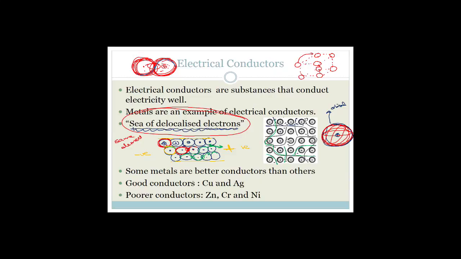So some metals are better conductors than others. The good conductors are, for example, copper and silver. And we know copper is a very good conductor because all our equipment, our computer wires, our telephone wires, everything is made up of copper wire because it's such a good conductor. Poorer conductors are your zinc, your chromium, and your nickel. That's actually got to do with the fact that the atoms are slightly spaced apart, and the atoms also hold onto the electrons more tightly, but you don't need to worry about that.